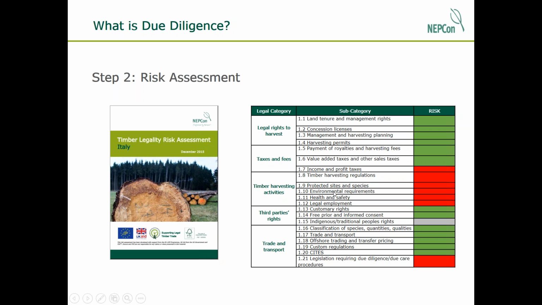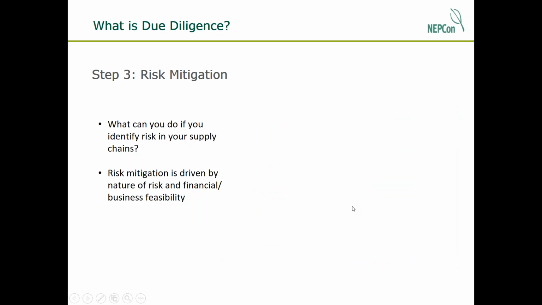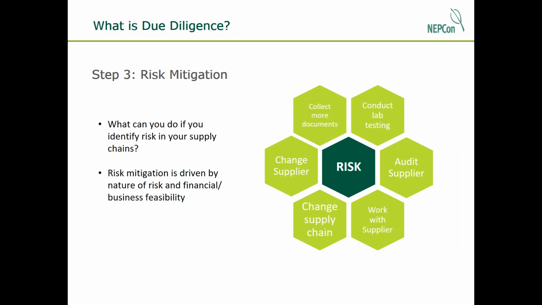If you identify that any of these risks may be present in your supply chains, then your next step is to go to risk mitigation. So you may be able to collect additional information or documents to indicate compliance in your supply chain. So can the forest provide health and safety audit reports, for example? Can they provide the harvest permits?